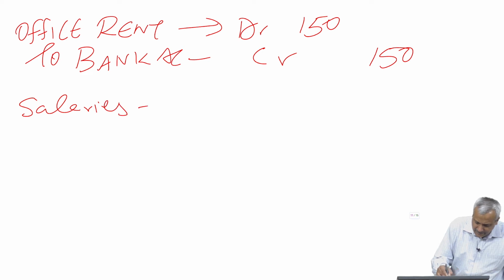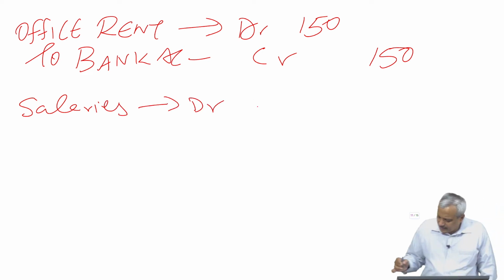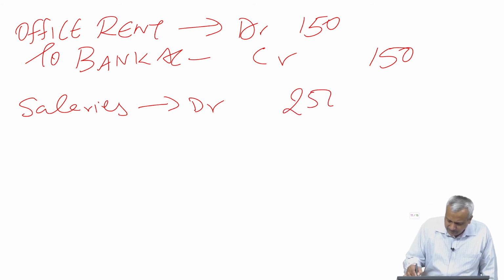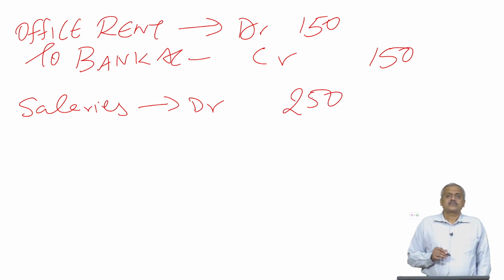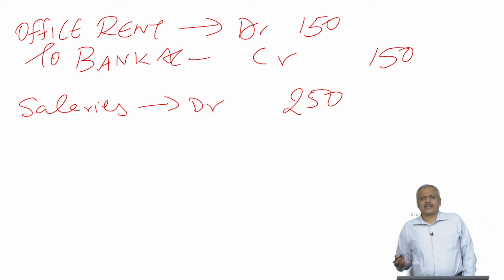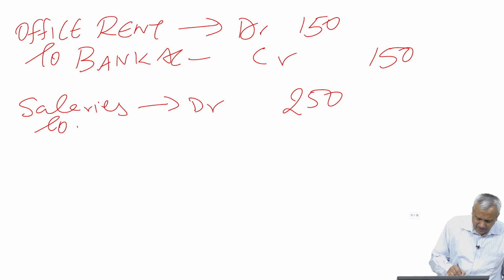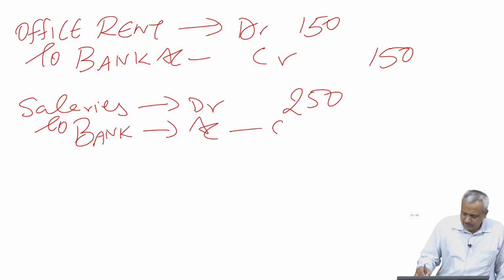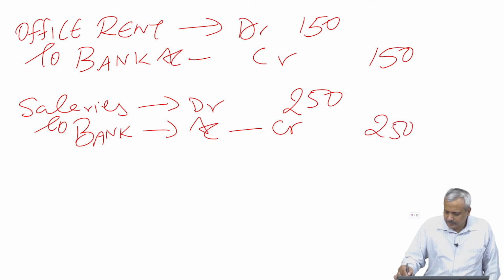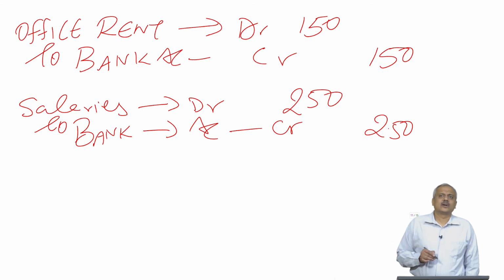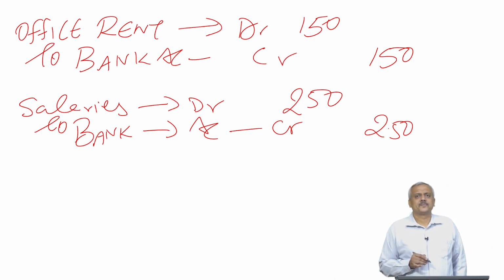So I will debit this expenditure: salaries debited to the extent of how much? I debit about 250. What is happening on the other side? There could be cash going out or the bank account going out. I will say to bank account, because money is going out of the bank, that is $250. That is what I have recorded here.